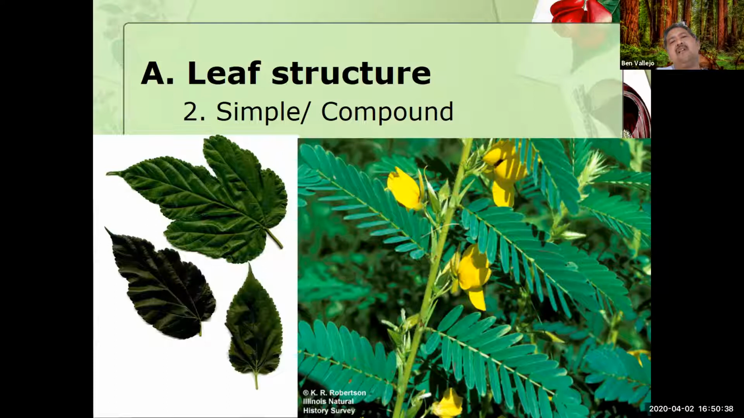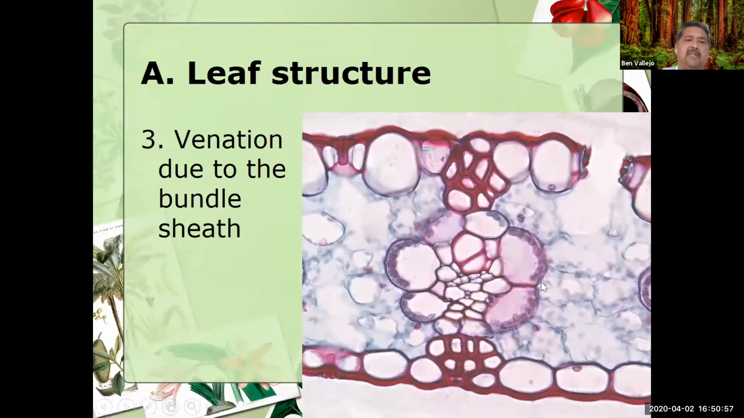Now, as far as leaf structure goes, there's a difference between simple and compound leaves. Now, this is a simple leaf, and so a simple leaf has one flat part. It's called the blade, but a compound leaf has many little flat parts. So that's the difference between a simple and a compound leaf.